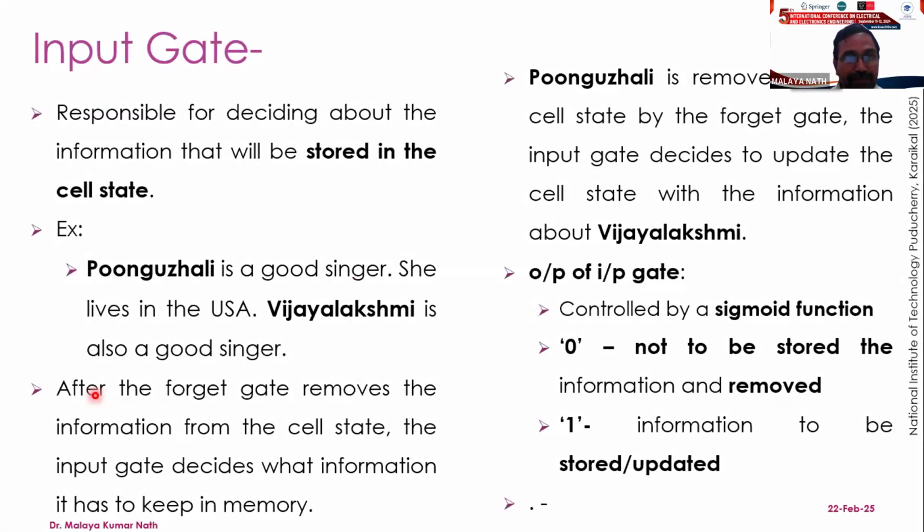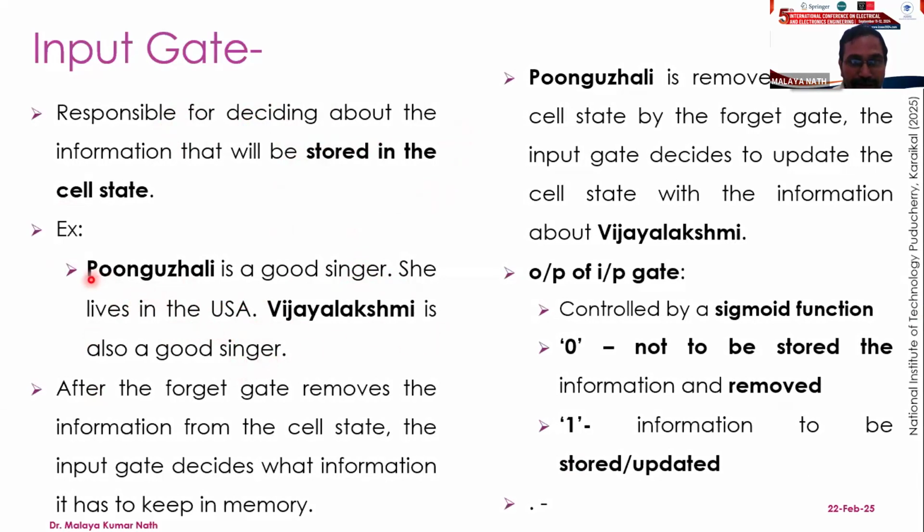Now we'll come to the next gate, that is called the input gate. What is the input gate? What is the work or responsibility of the input gate? This input gate decides about the information that has to be stored in the cell state. So it is basically responsible for deciding what has to be kept in the cell state. Now we'll take the same example: Pungrali is a good singer. She lives in the USA. Vijalakshmi is also a good singer.